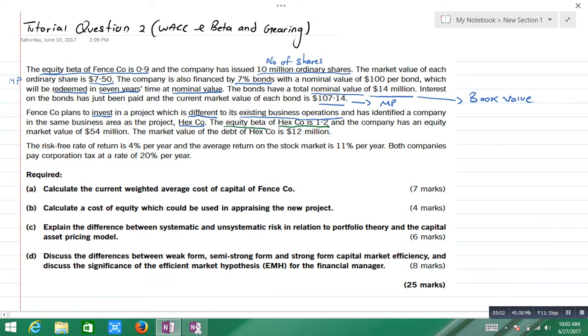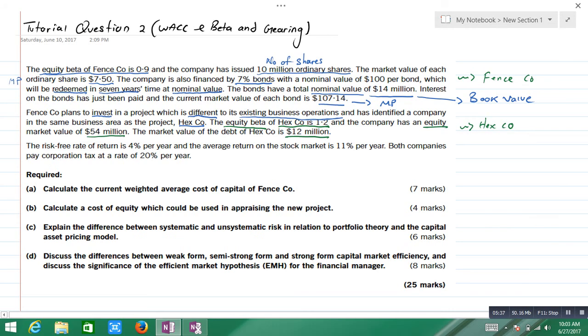And the company has an equity market value. They already gave a market value there in total, and the market value of debt is 12 million in total. So that is the information regarding Hexco. This is regarding Hexco, and this is regarding Fansco. Okay, information regarding Fansco and Hexco.